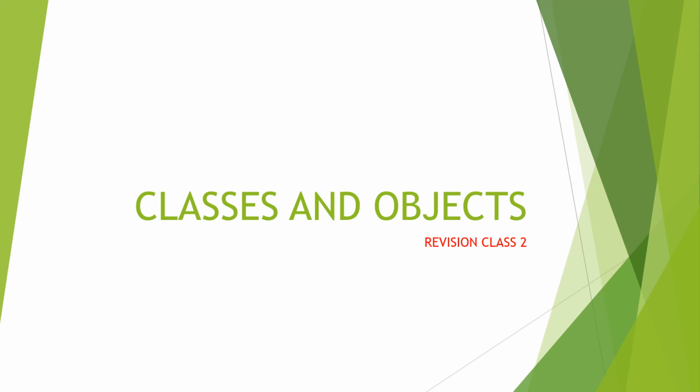Today's session is Revision Class 2, based on a chapter called Classes and Objects. Before getting into Revision Class 2, we'll check what topics we covered in the previous Revision Class 1. We saw the definition and declaration of classes and objects, and also the access specifiers: private, public, and protected. Now let us start Revision Class 2 and see what topics we are going to cover.